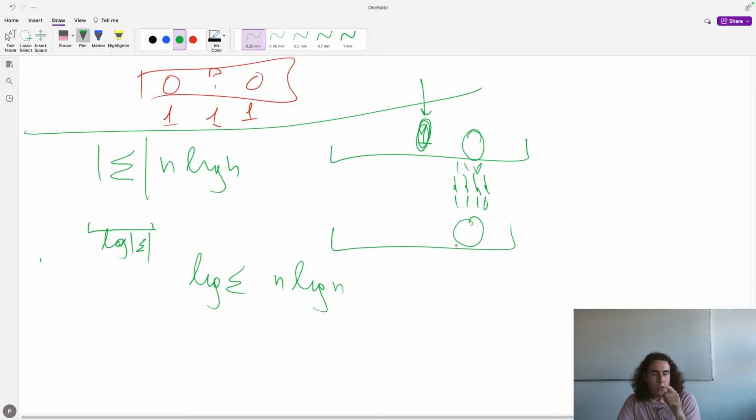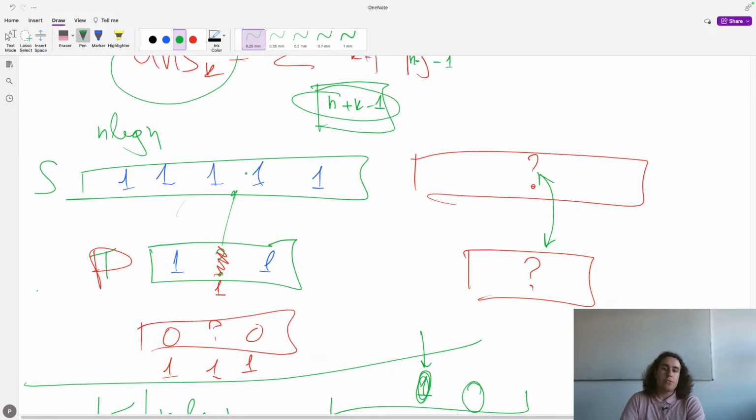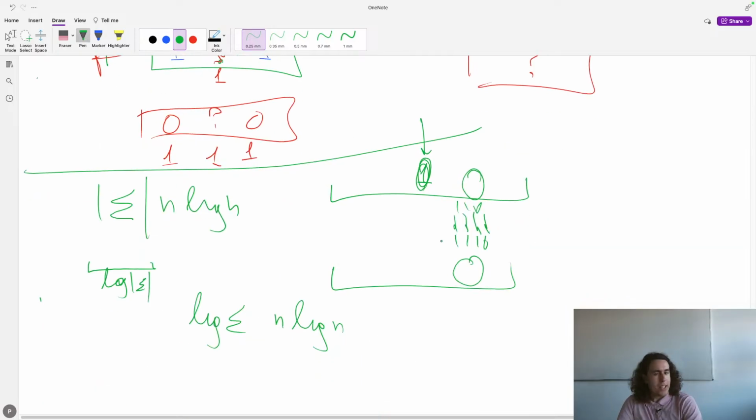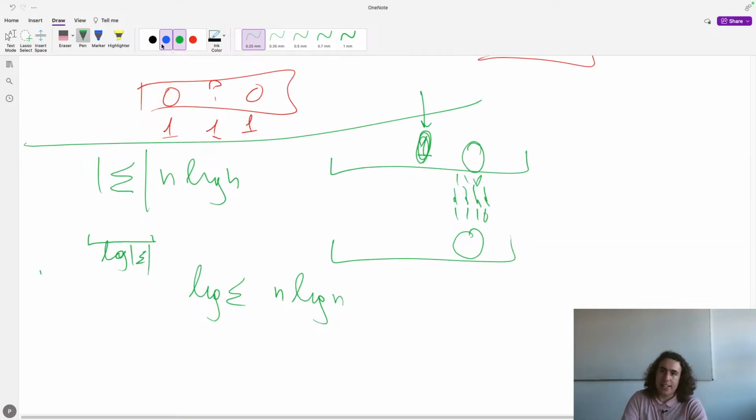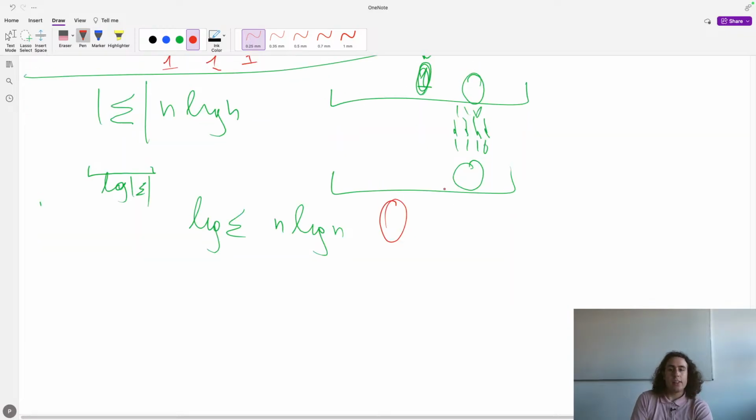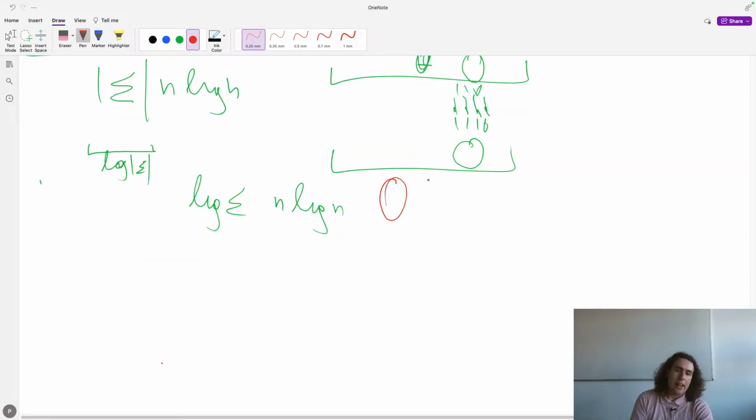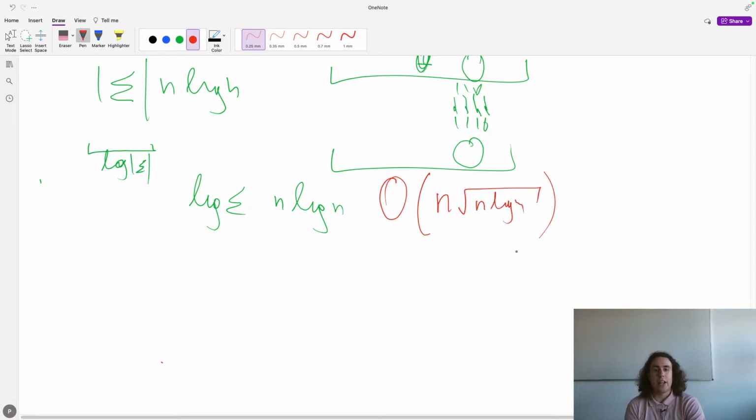But note that before, we found for every position where we put p, how many characters match. And here we're only going to learn whether it matches or not. And as an exercise, you can think how we can use square root decomposition to solve this problem in time n square root of n log n.